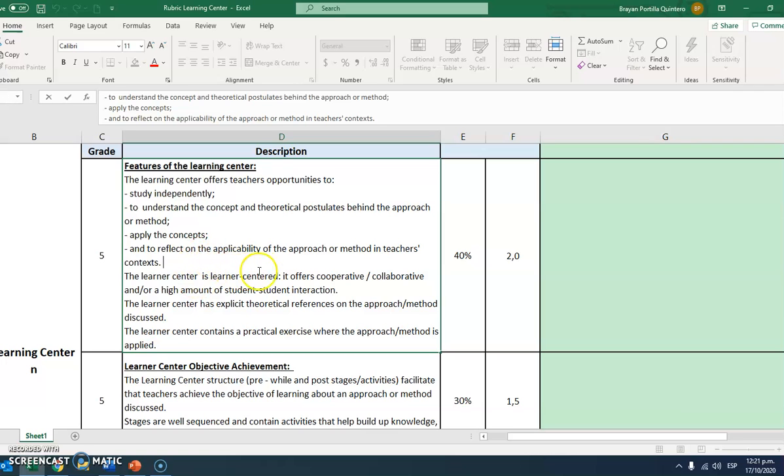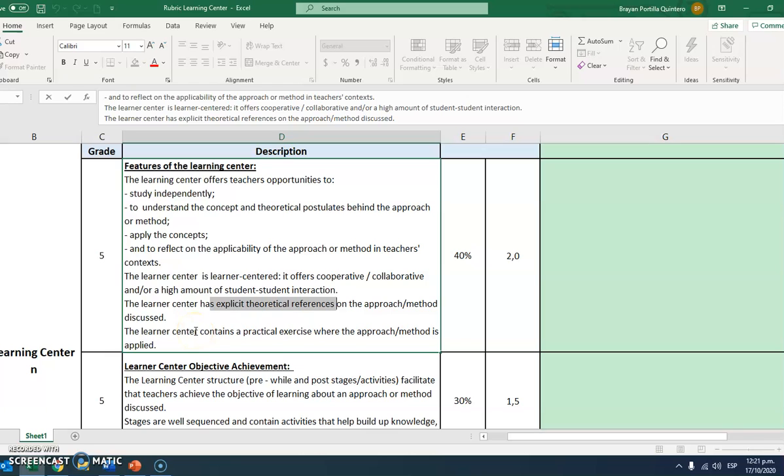The Learning Center should offer collaborative work and student-student interaction. That means that when the teacher takes the Learning Center independently, they can interact with other teachers, maybe using a resource in which they put the answers, or they compare and check the information that they have been understanding or working on in the Learning Center. The Learning Center has to have explicit theoretical references.